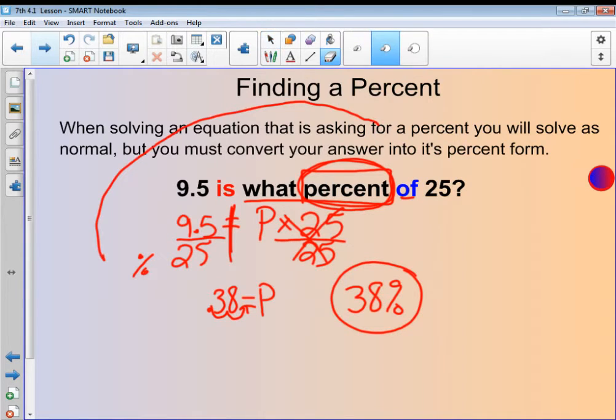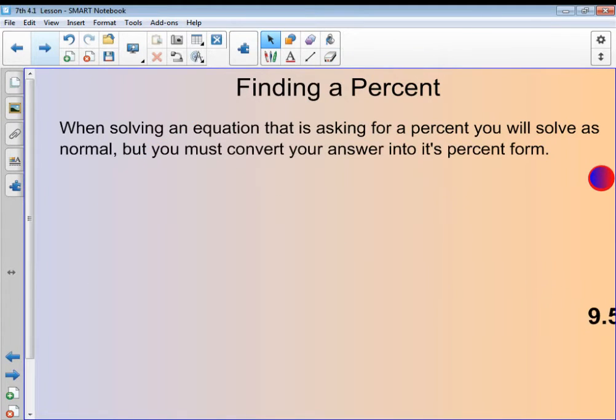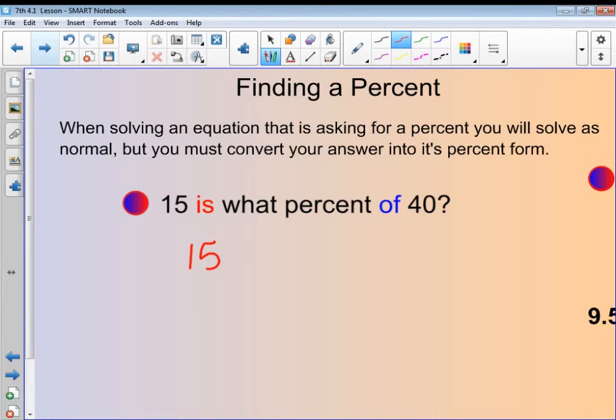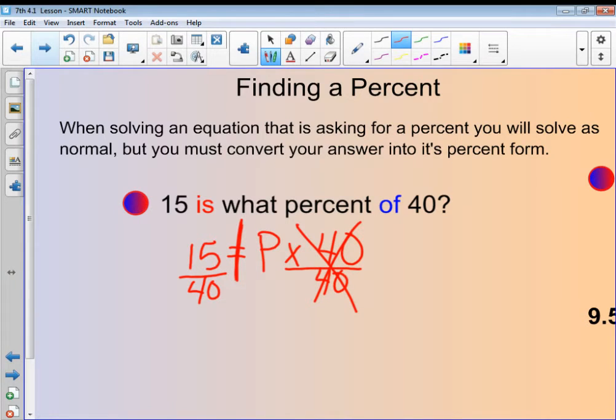So let's try another one of those. 15 is what percent of 40? 15 is what percent, so I'm going to put the letter P, of times 40. So we've got the letter P times 40 on one side, so we want to divide by 40. Now we punch it in our calculator the way we see it, 15 divided by 40. And when we do that, this is what I get.